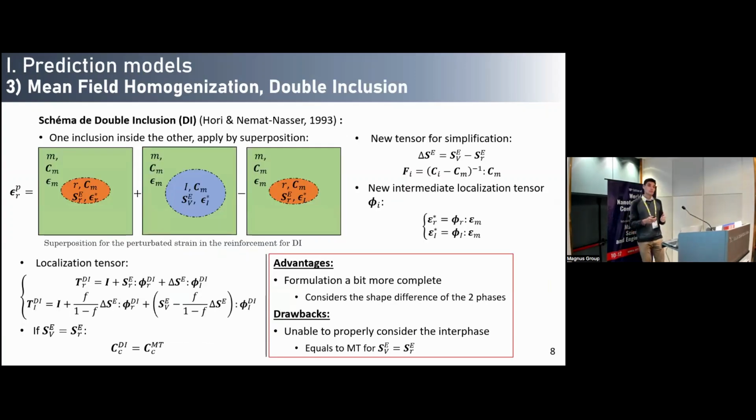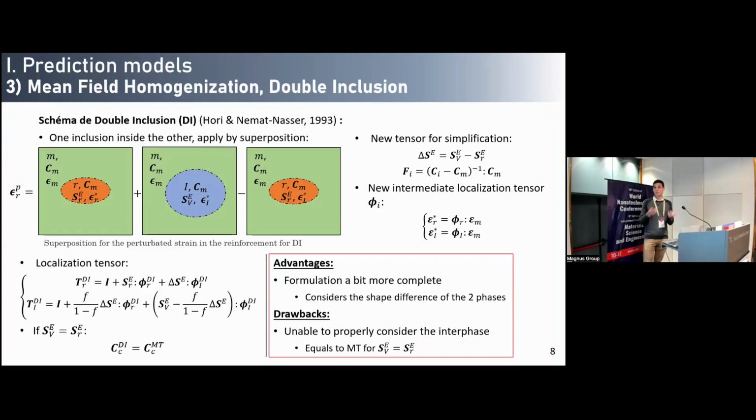Another model that is widely used in nanocomposites is the double inclusion, because the double inclusion gives more consideration to the interface. To do that, in its hypothesis, it considers a superposition principle to take into consideration the inclusion and the interface at the same time, and not as two different phases. Some new tensors are introduced for the notation, and finally, we find the new formulation for the localization tensor. This formulation is a bit more complete.